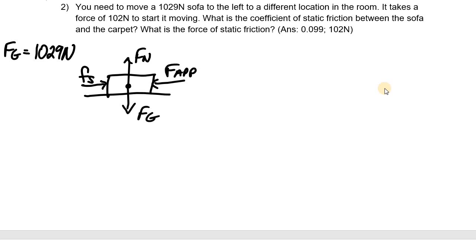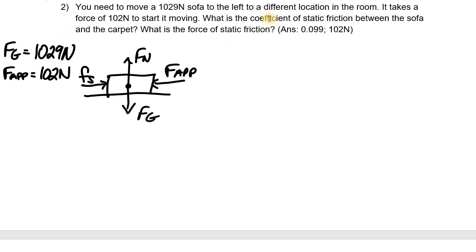Okay, we know that we're moving it to the left. It takes a force of this to start to move. What does this 102 newtons represent? It takes a force of this to get it to start to move. That sounds like the force that we're applying onto the object. And it's asking, what is the coefficient of static friction between the sofa and the carpet?